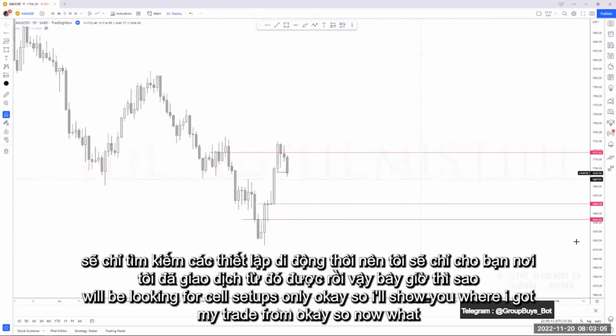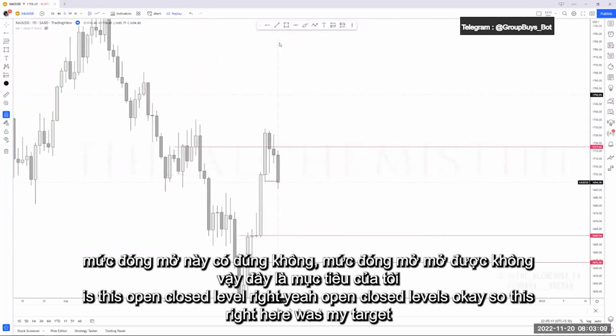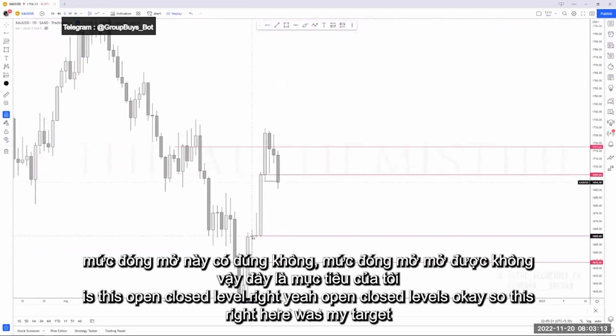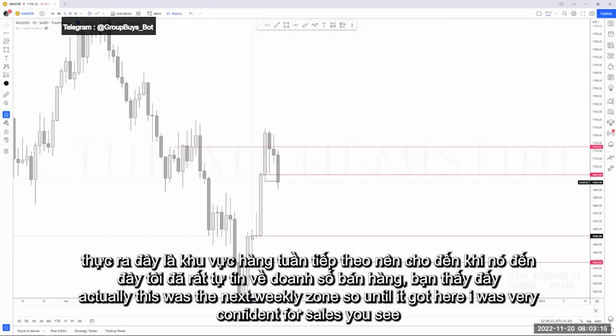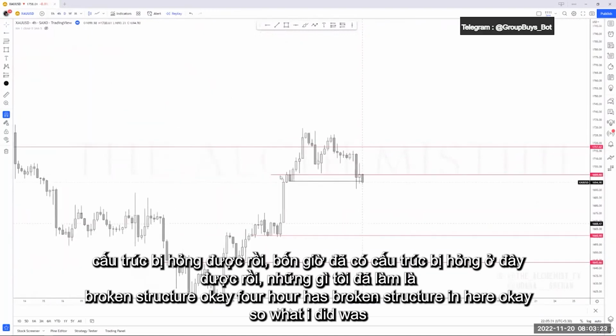Okay, so I'll show you where I got my trade from. Okay, so now what is this? Open close level, right? Yeah. Open close levels. Okay, so this right here was my target. Actually, this was the next weekly zone. So until it got here, I was very confident for sells. You see that, right? Now you see that very clearly. Because weekly has closed below weekly, 4 hour has broken structure in here.